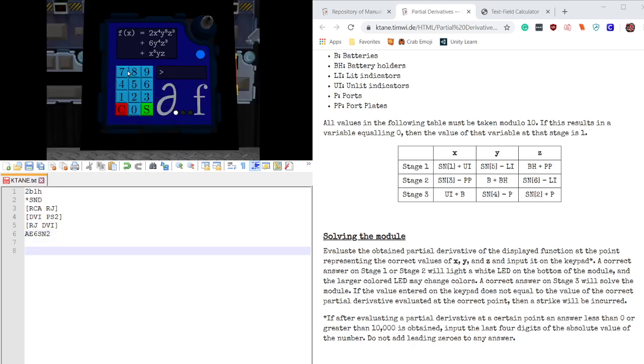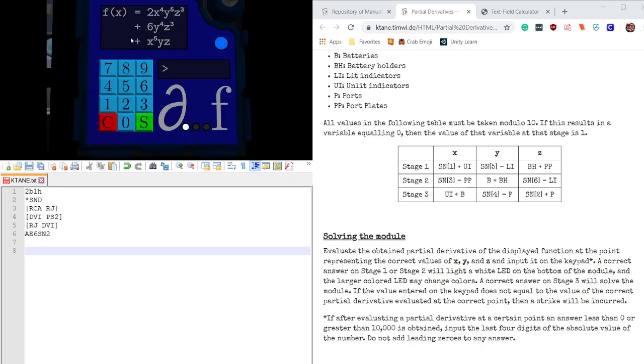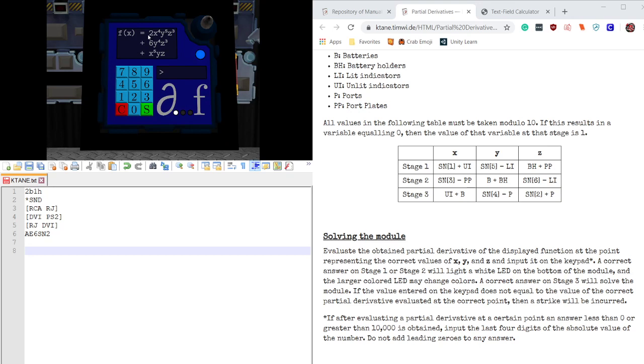So I'm actually going to read this equation off a little differently. You can use this method, or you could use the method I used previously, but all I'm going to read off now is the numbers. The coefficient, the x exponent, the y exponent, and the z exponent. So for this equation, it would be 2453 plus 6043 plus 1511.